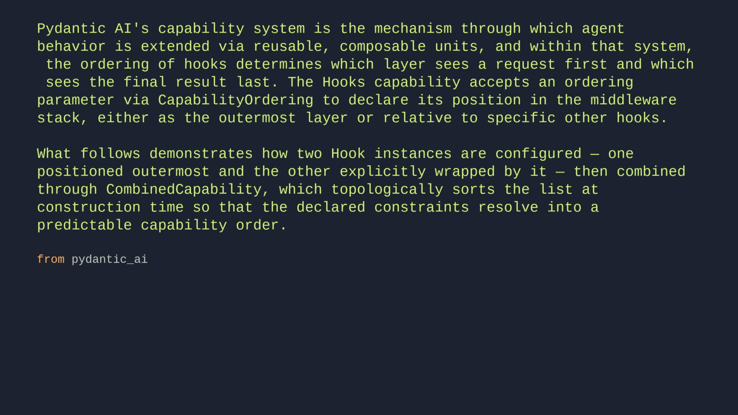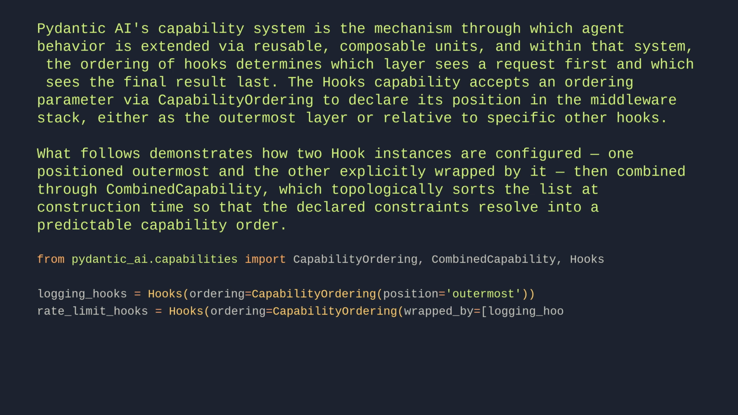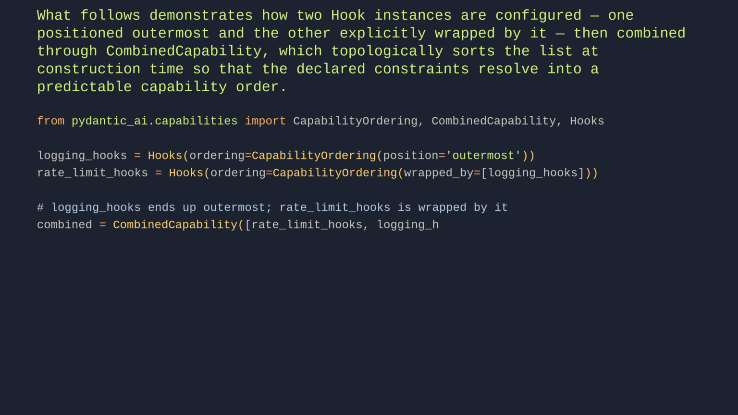From pydantic_ai.capabilities import CapabilityOrdering, CombinedCapability, Hooks. logging_hooks = Hooks(ordering=CapabilityOrdering(position='outermost')). rate_limit_hooks = Hooks(ordering=CapabilityOrdering(wrapped_by=logging_hooks)). # logging_hooks ends up outermost. # rate_limit_hooks is wrapped by it. combined = CombinedCapability([rate_limit_hooks, logging_hooks]). assert combined.capabilities[0] is logging_hooks. assert combined.capabilities[1] is rate_limit_hooks.